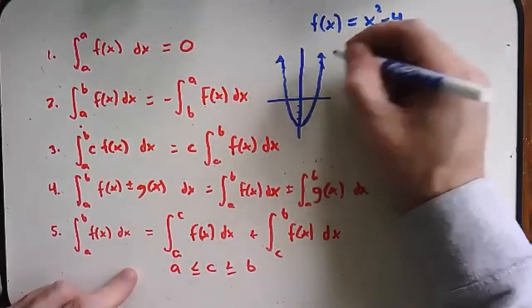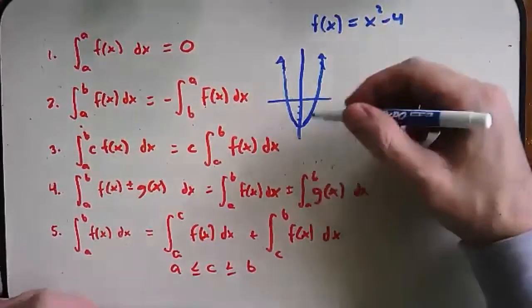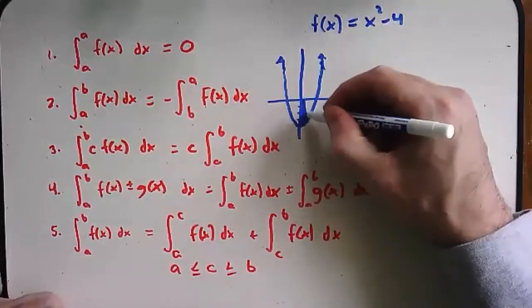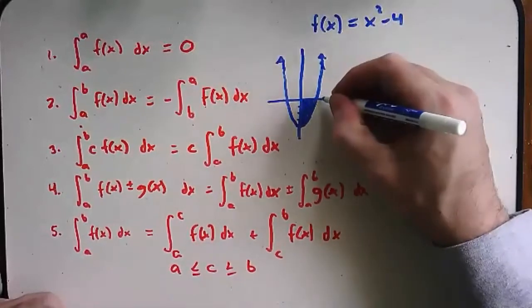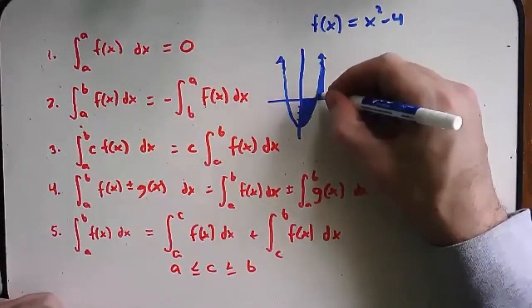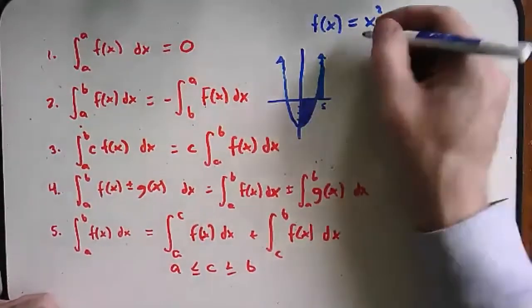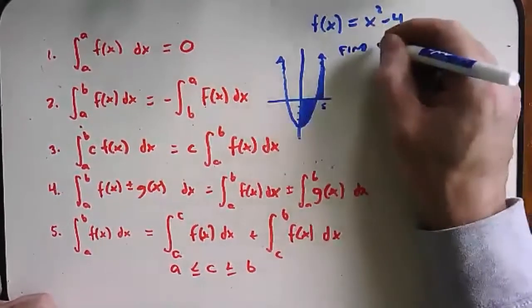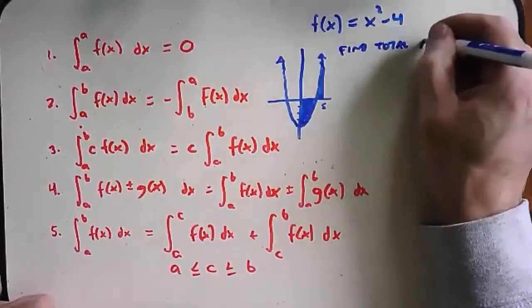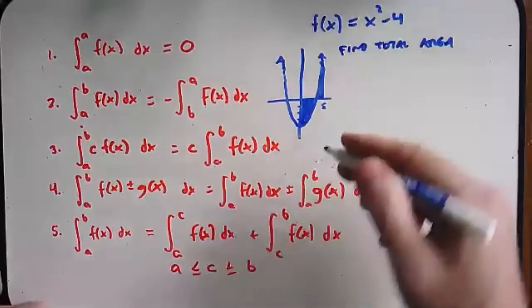And I think in WebAssign in 6.5, you'll see some problems like this where they actually shade a region in the graph. So we'll say that's x equals 5, and that's x equals 0. They want us to find the total area of the shaded region there.